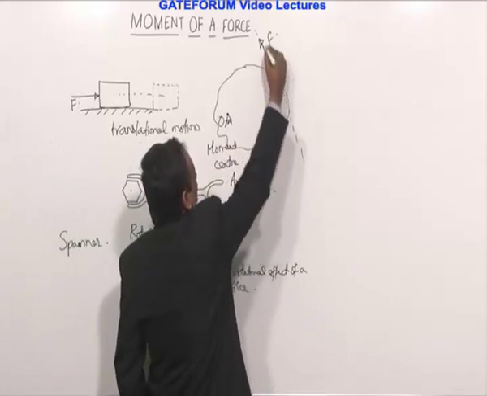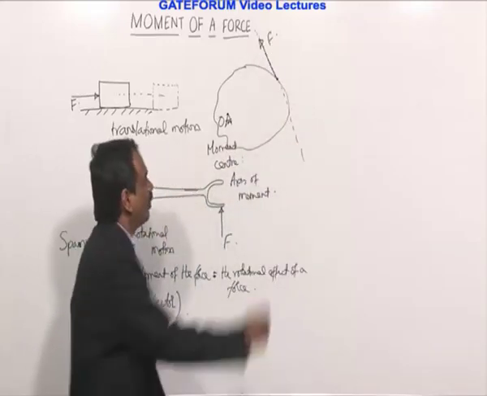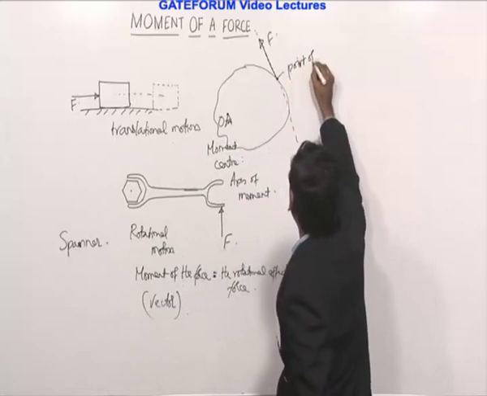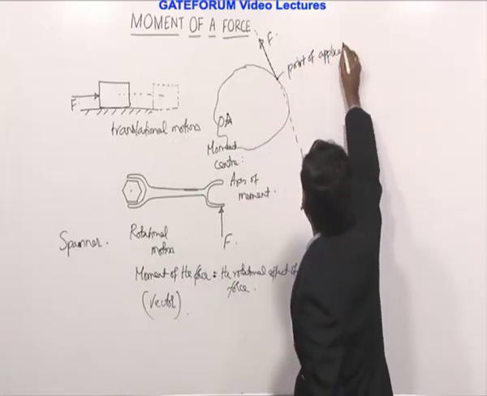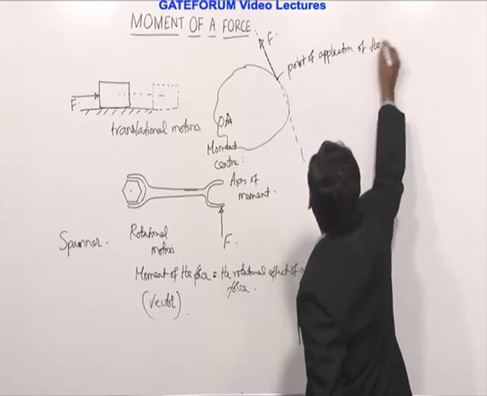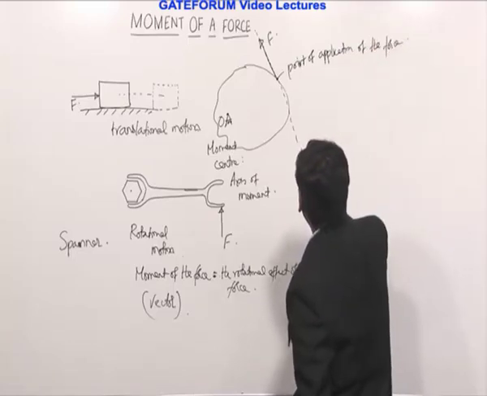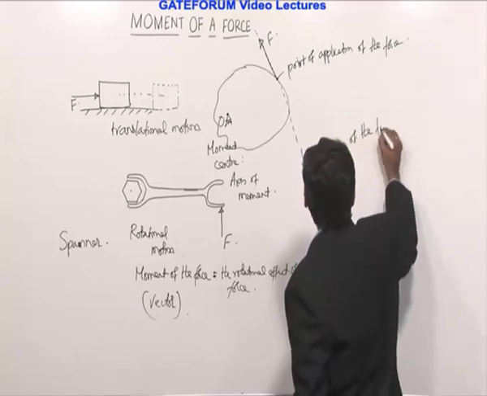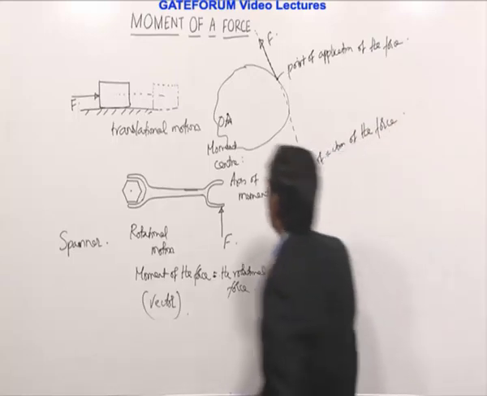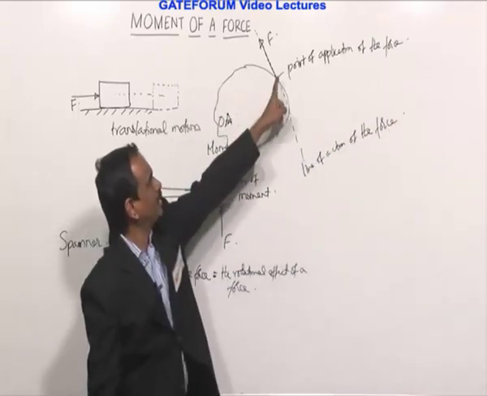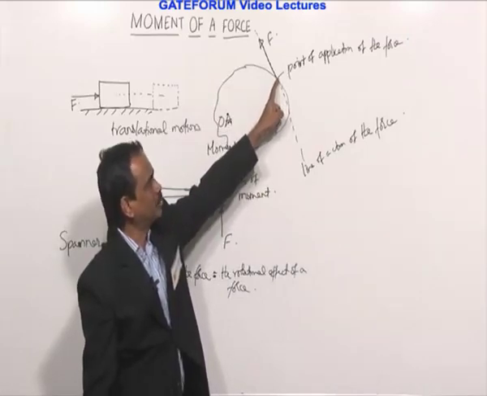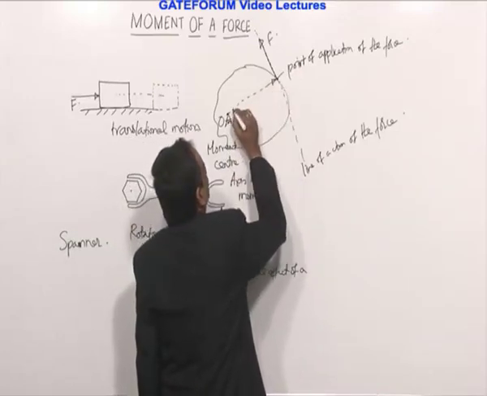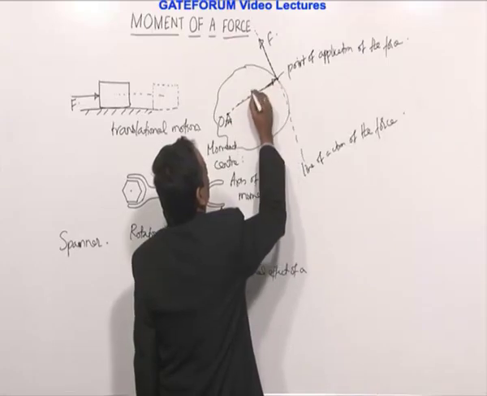Now this entire thing is the line of action, and the point at which it is going to act is what? This is the point of application of the force. And this is what? The line of action of the force. From this point, if we try to represent the position of this point, that is point of application of the force, using a vector, this one is called the position vector of this point, which we call as R.